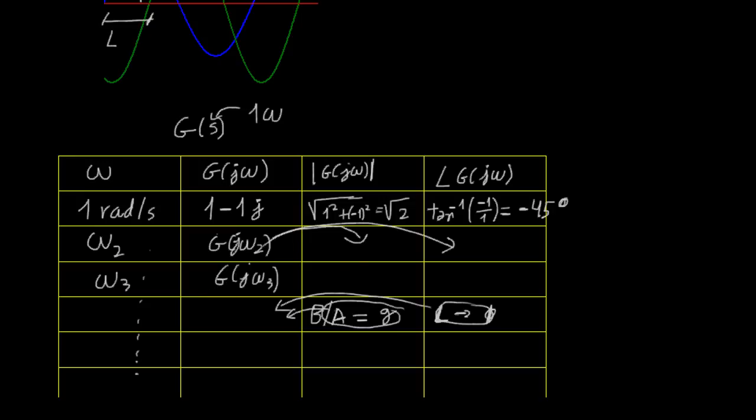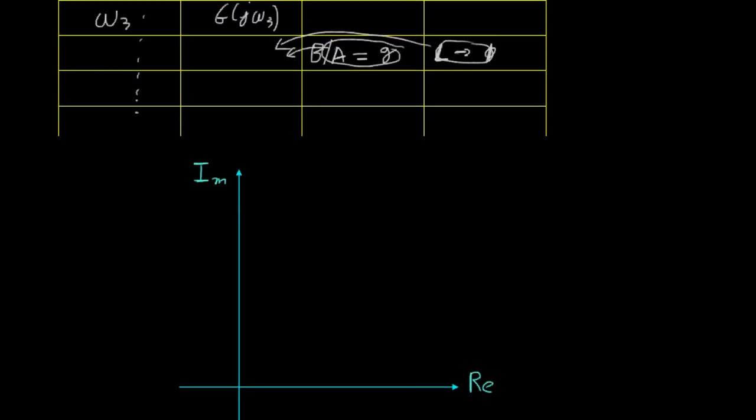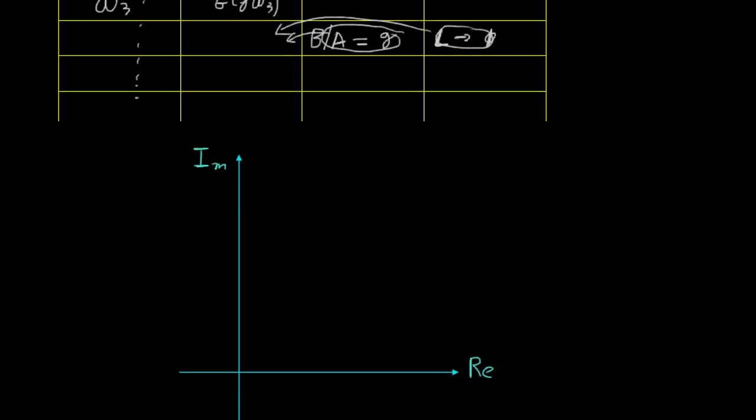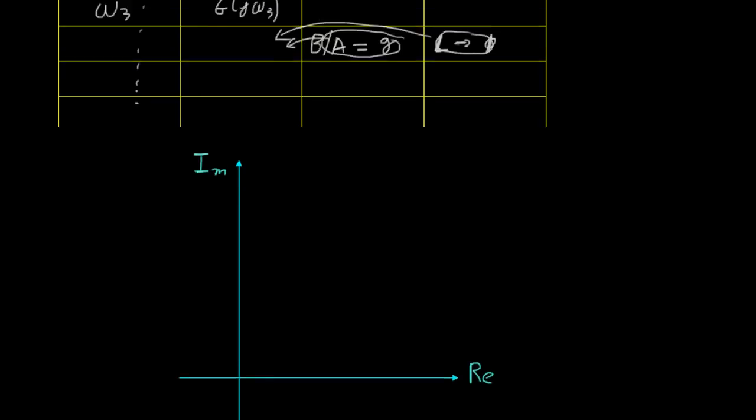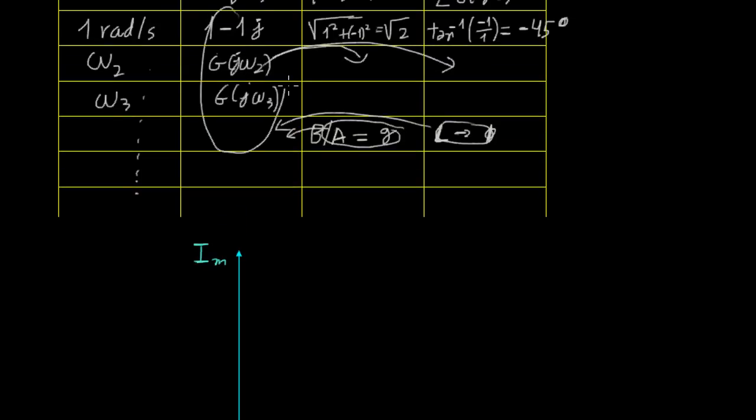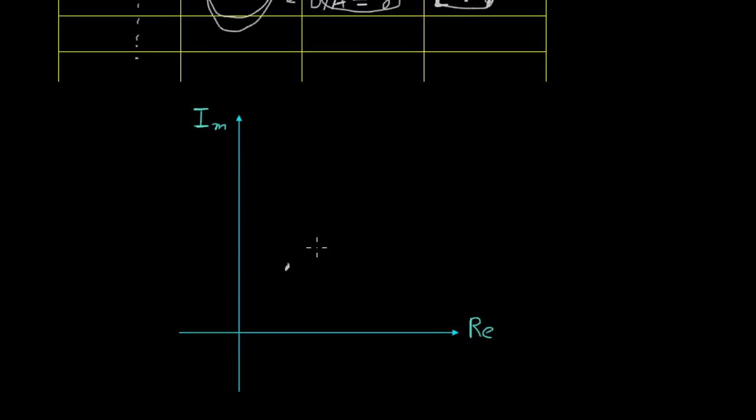And probably the most straightforward option in that sense is to gather all that information in a single graph. That is, to take all these complex numbers and draw them in the complex plane. In order to differentiate each response from the others, we have to label each point with the corresponding frequency. ω3, ω4, and so on.